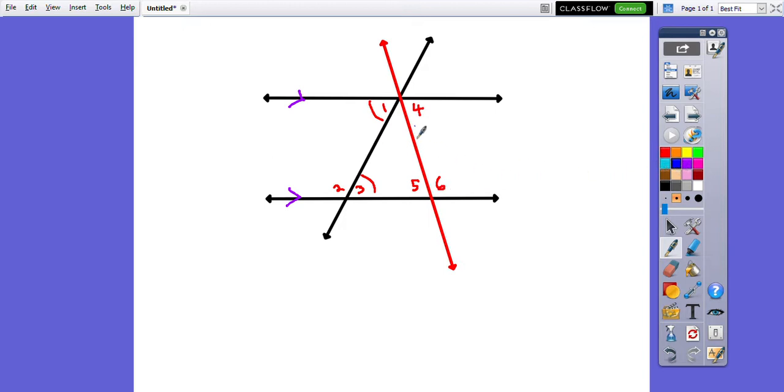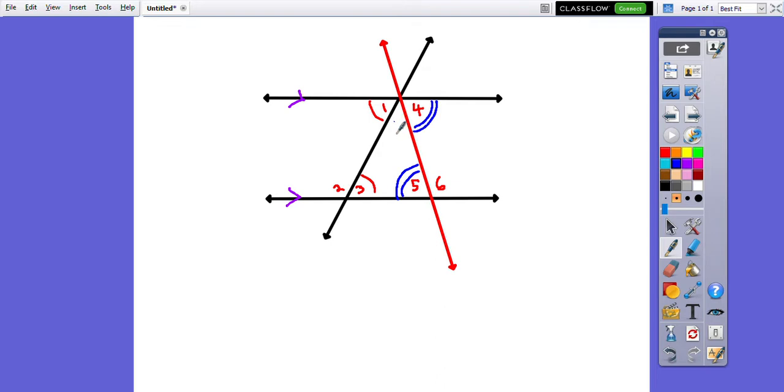So I want to know what is congruent to angle 4. Once again, kind of ignore the black line. On the red line here, we have alternate interior angles, and so 5 is congruent to 4. This is nothing new, but notice the figure I have in the middle. This is a triangle, right?